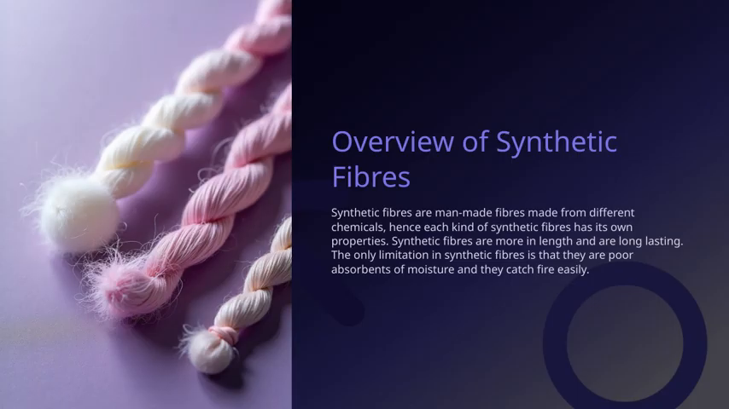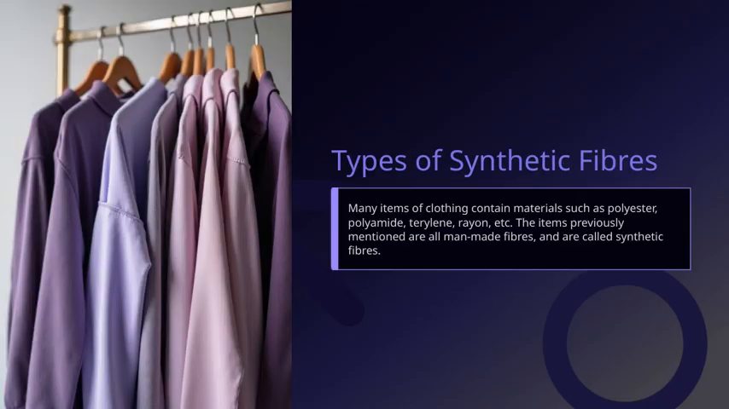Understanding these characteristics helps us see how synthetic fibers fit into the broader textile industry and their role in our daily lives. Let's take a closer look at the different types of synthetic fibers. Many items of clothing we wear daily are made from materials like polyester, polyamide, toluene, and rayon. These are all examples of man-made fibers, which are collectively known as synthetic fibers. They are created through chemical processes rather than natural sources.